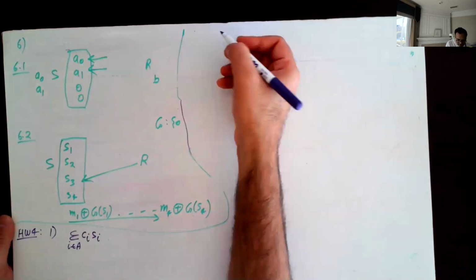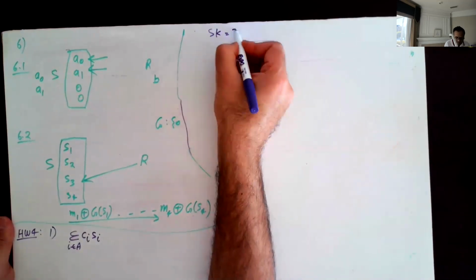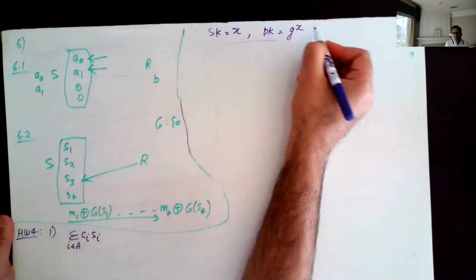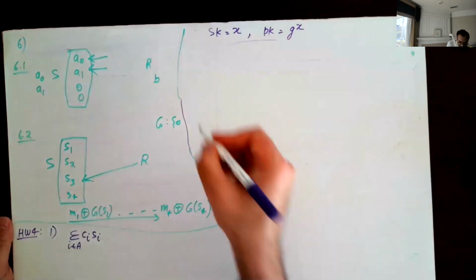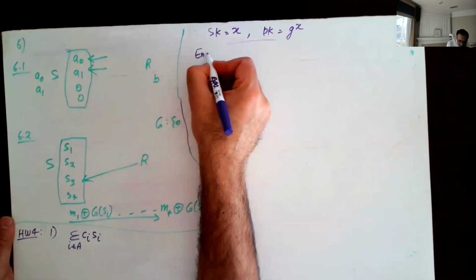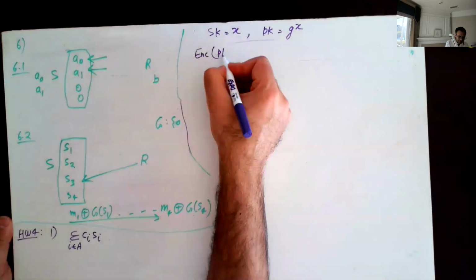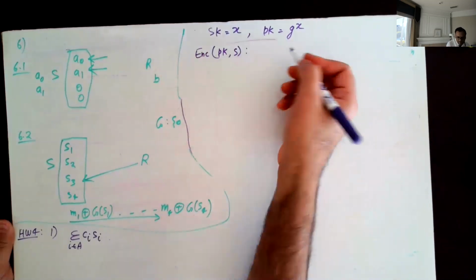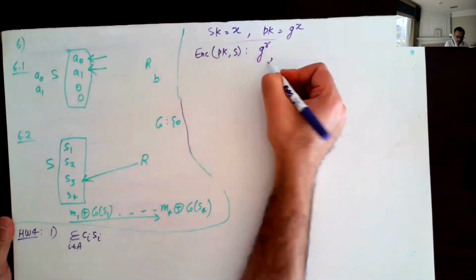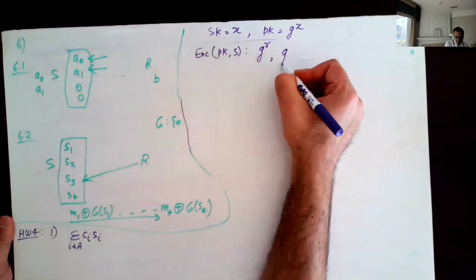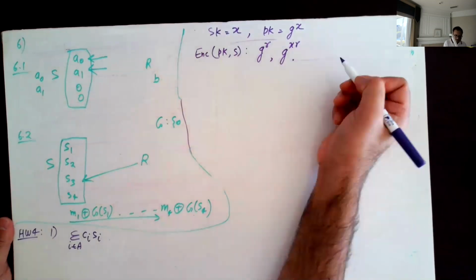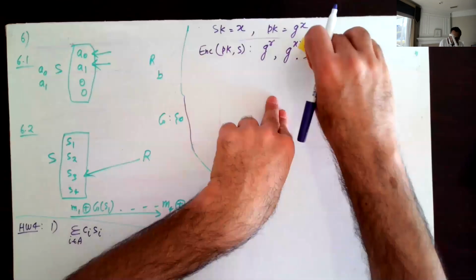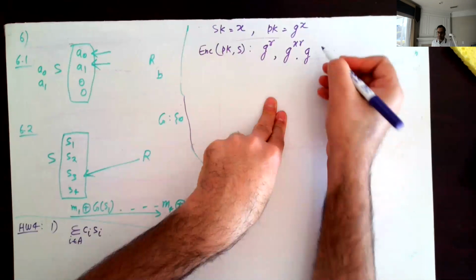Key generation remains the same. So the secret key is X, and the public key is g to the power X. How do I encrypt some message? Encryption under the public key of some message, let's call it S, is defined to be g to the power r, where r is a random number, and g to the power xr times, in Elgamal you had S. Here we will put g to the power S.